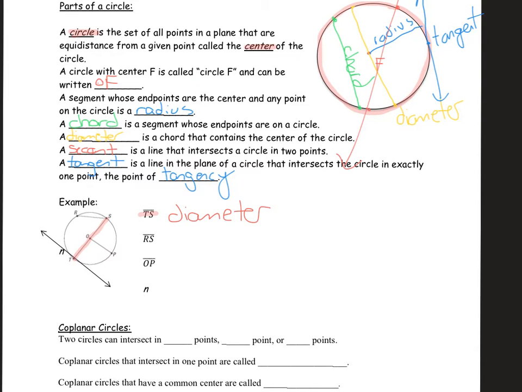Next, we've got segment RS, which is right here. That's a segment whose endpoints are right on the circle. So that is what we call a chord. Next, we've got segment OP, which goes from the center out to the circle itself. So the best possible name for that is radius. And lastly, we've got N, which is this line right here, to just barely touch in that circle. So that would be a tangent. Would be the best possible name there.